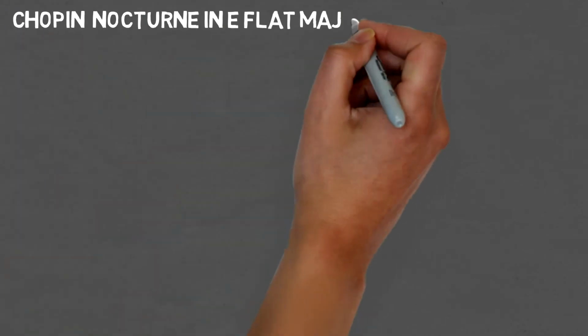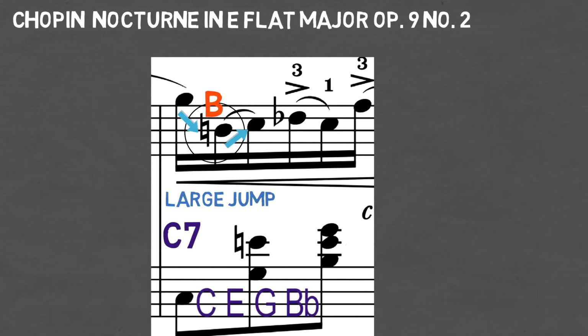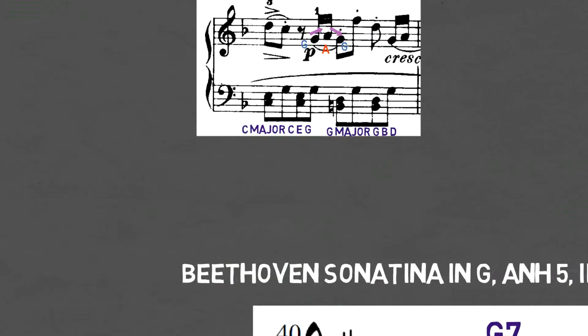Similarly, look at this example from Chopin's Nocturne in E flat major. The chord in the left hand is C7 with notes C, E, G and B flat. The right hand B is a non-chord note. Although it is changing direction like an auxiliary note, it is not moving in seconds. Such a note is called an incomplete auxiliary note.